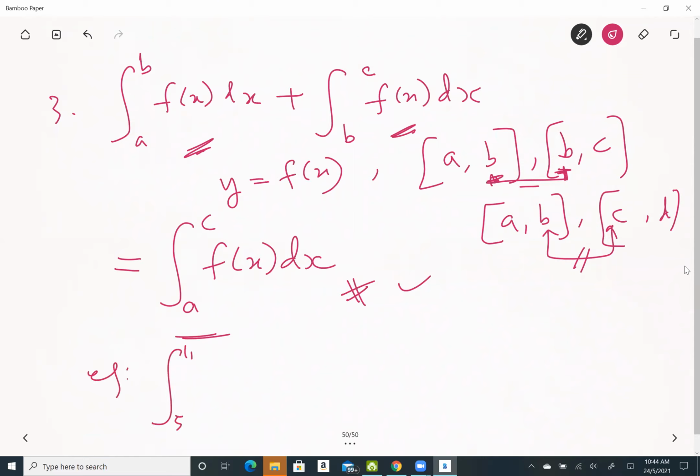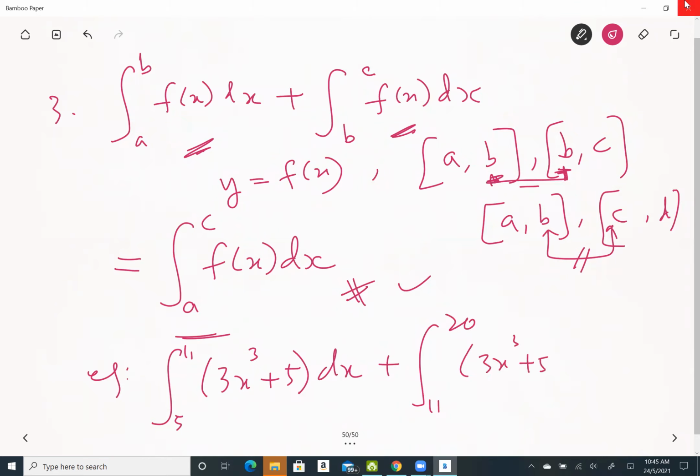Integral from 5 to 11 of 3x cubed plus 5 dx, plus the integral from 11 to 20 of 3x cubed plus 5 dx. Here you see the same function, and there are two intervals, 5 to 11 and 11 to 20. So what is it equal to? We can do it by applying the rule. We integrate from the first point, 5, to the end point, 20, of 3x cubed plus 5. That will be easier.